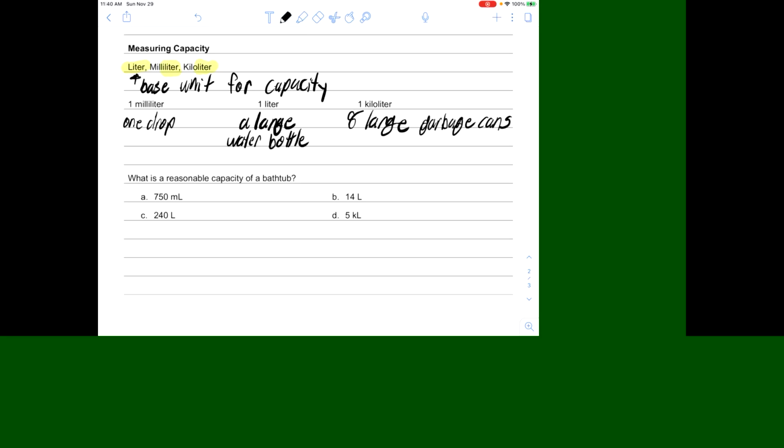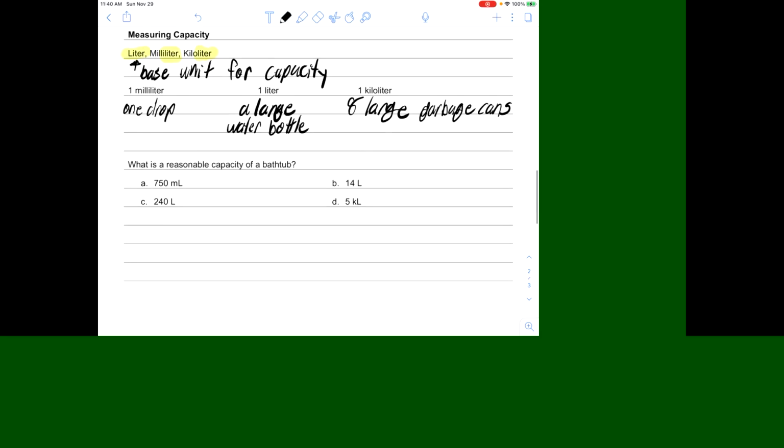So the last type of question, this one is multiple choice. What is a reasonable capacity for a bathtub? Would it be 750 milliliters? Okay, so if I think about 750 milliliters, 750 drops, that's not very much. It's a big number, 750, but if I used a dropper and I took drops one at a time and 750 of them, that's not very much water.